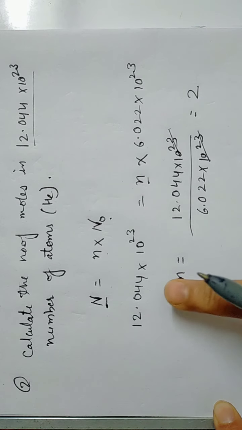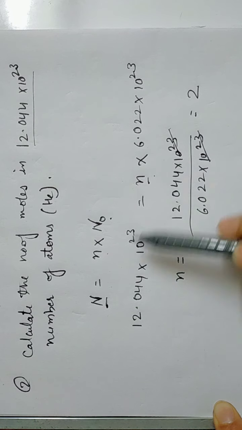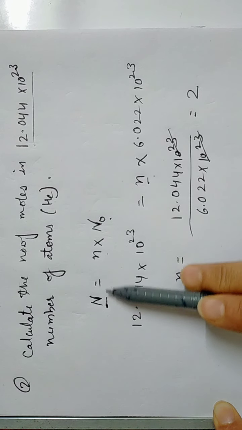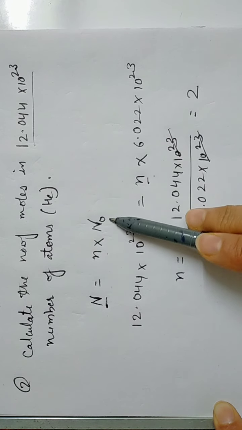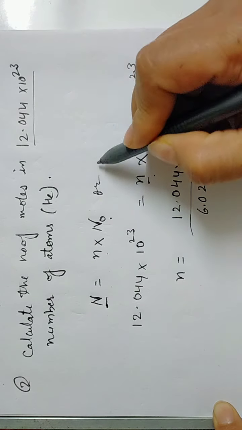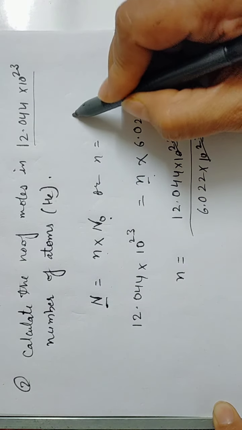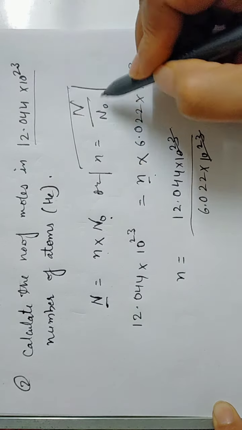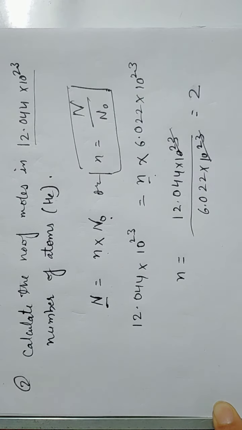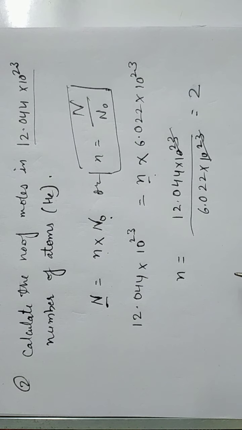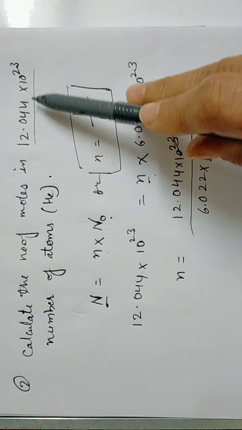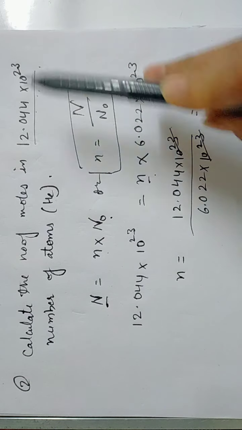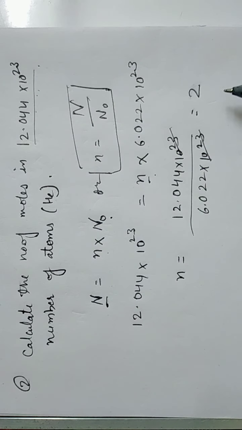Now if you have any confusion about getting this formula, look at this: capital N is equal to small n multiplied by N naught, or small n is equal to capital N upon N naught. I hope you know this kind of calculation. So what is the exact answer? The number of moles in 12.044 into 10 to the power 23 atoms of helium is 2.